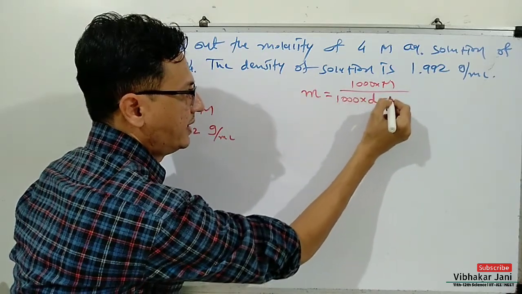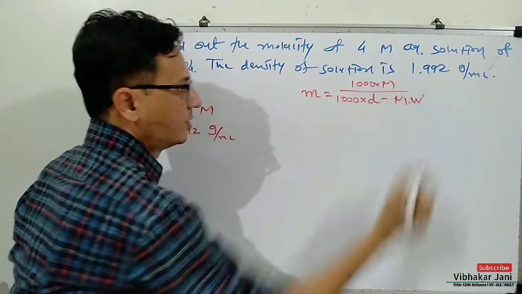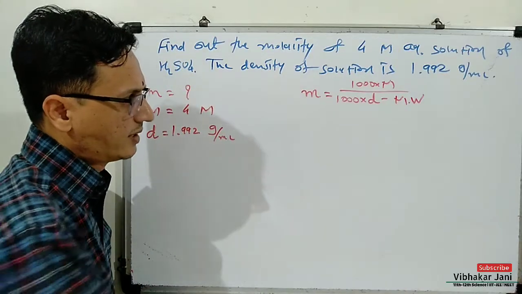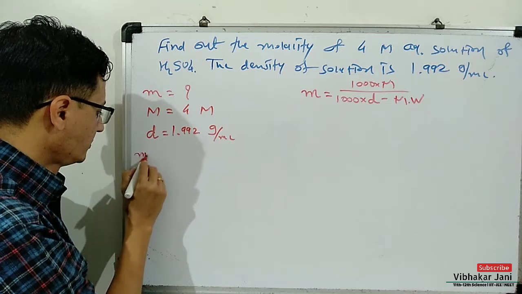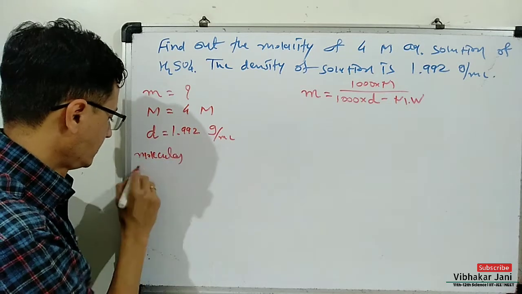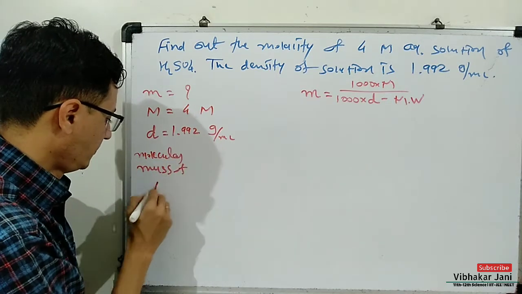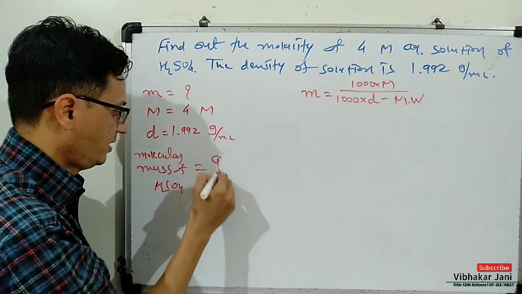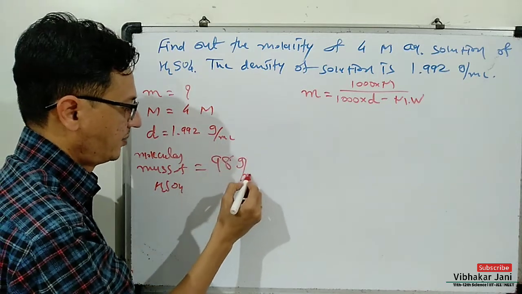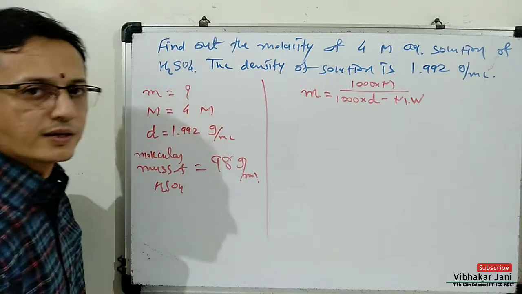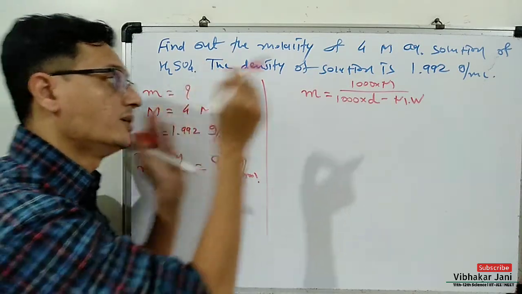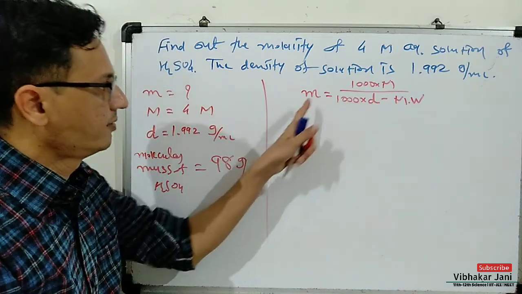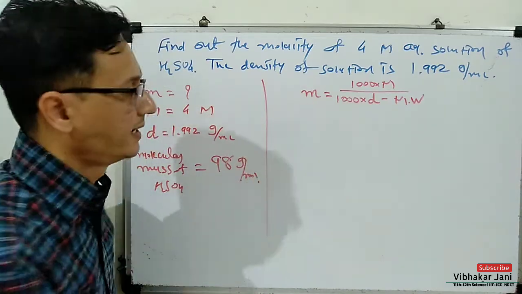1000 multiplied by D minus MW. Now we require W, that means molecular mass of sulfuric acid, and we know very well it is 98 gram per mole. So now we have the value of all these data. Let us put all these value into this formula. Then ultimately we will have the value of molality.